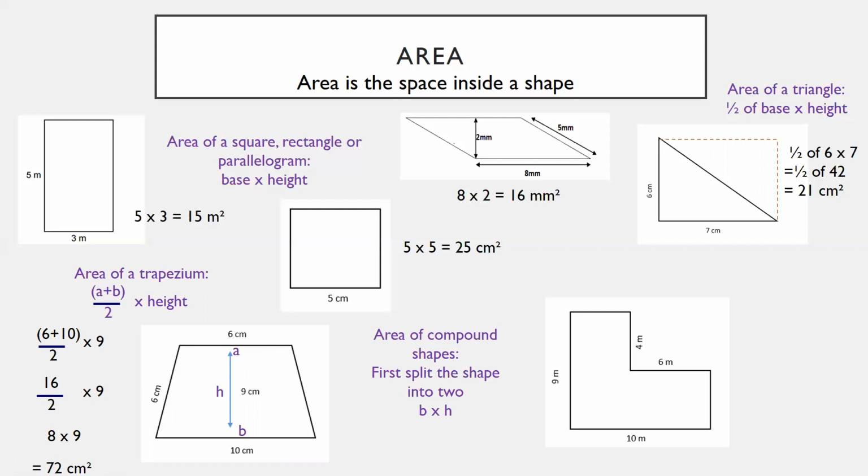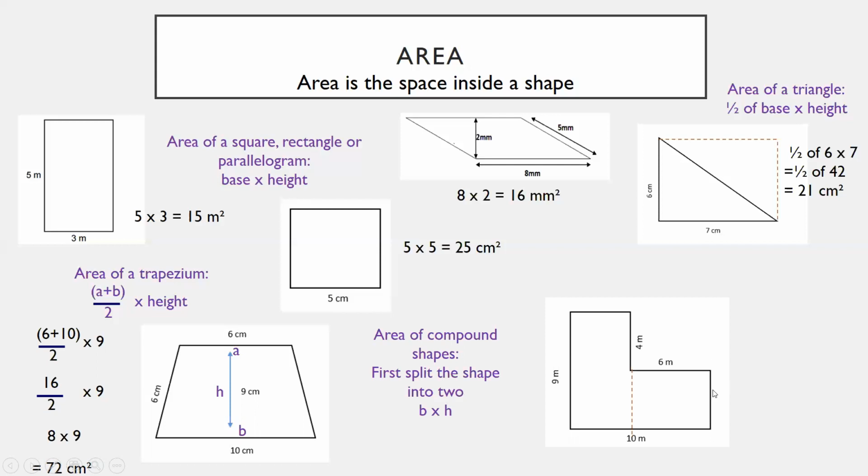Finally, we might have to do some compound shapes. What we need to do is split the shape into two and then do the base times height, because when I split this into two, I'm going to end up with two rectangles, and we know that to find our rectangles we just do base times height. So I'm going to split it here. That will give me a long rectangle here and a smaller one on the side.